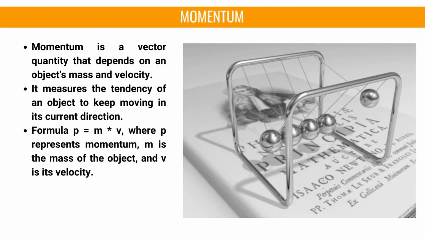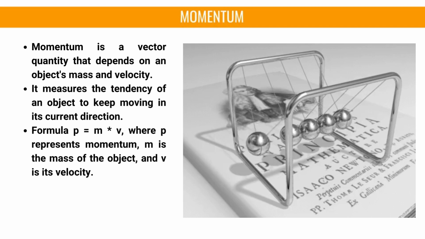We'll start by understanding the concept of momentum. Momentum is a vector quantity that depends on an object's mass and velocity. Simply put, it measures the tendency of an object to keep moving in its current direction. We'll delve into the equation for momentum and clarify its units and significance.